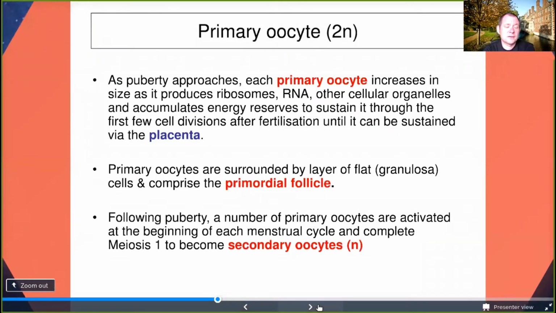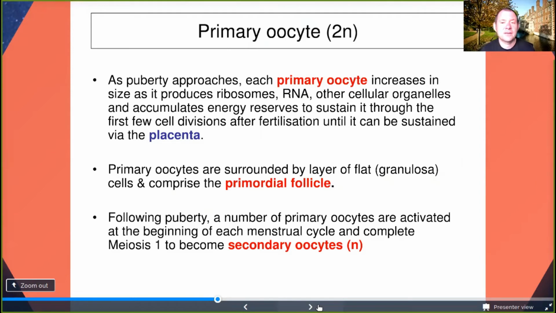So, 2N, that means 2 sets of chromosomes, primary oocyte. As puberty approaches, each primary oocyte increases in size as it produces ribosomes. Ribosomes are the organelles in the cells that make proteins. Cells need proteins, bodies need proteins. RNA and other cellular organelles also accumulate.